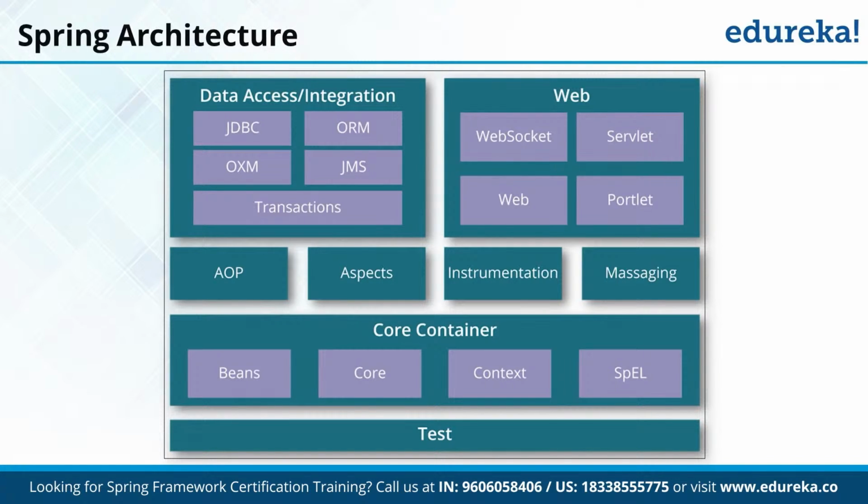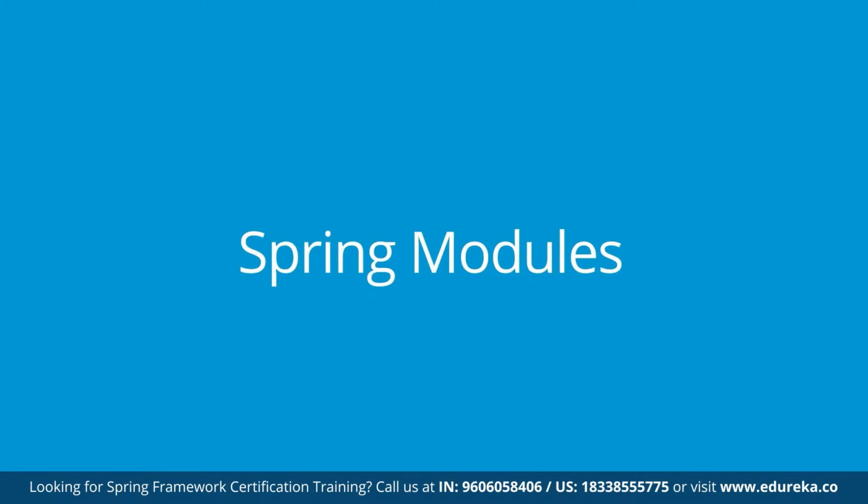Moving on, we got the data access or integration layer. Here we're gonna deal with the ORM or the JDBC or your backend part, right? The web module will focus on how you can write a web MVC application. So for example, the servlets or the portlets or the sockets or the web layer, right? So that's how you got various layers available in the Spring architecture.